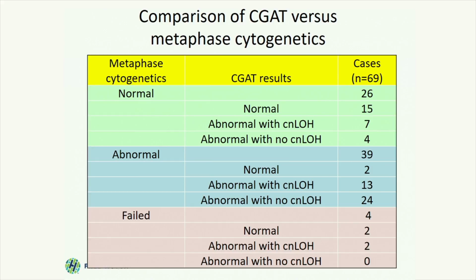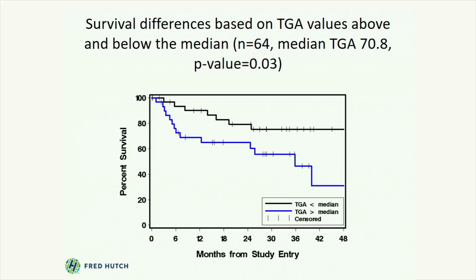When we compared the CGAT data versus metaphase cytogenetics, we were able to detect additional abnormalities on normal metaphase cytogenetics. These include both patients with just CNLOH with nothing else, as well as small indels. We were also able to further clarify a couple of cases that had failed culture. But most significant from this study was that we were able to show survival differences based on the total genomic aberration score.